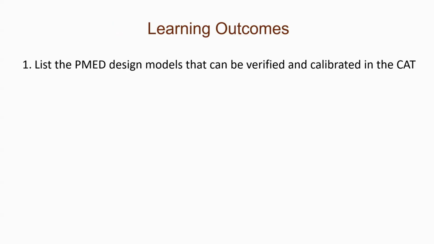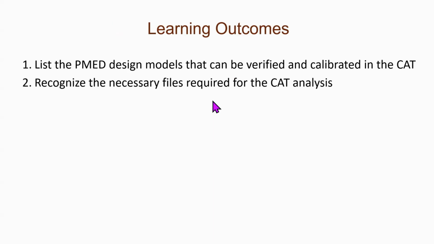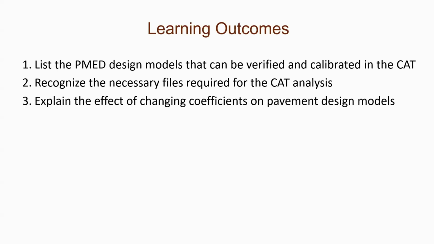Now, the learning outcomes. One, you should have an idea of, and we'll at least list, all the Pavement ME Design models that can be verified and calibrated in the CAT. We'll tell you what type of files need to be uploaded into the CAT for analysis. To some degree, we'll explain how increasing or decreasing the coefficients affects the pavement design models, in particular the effect on damage as it relates to distress accumulation.